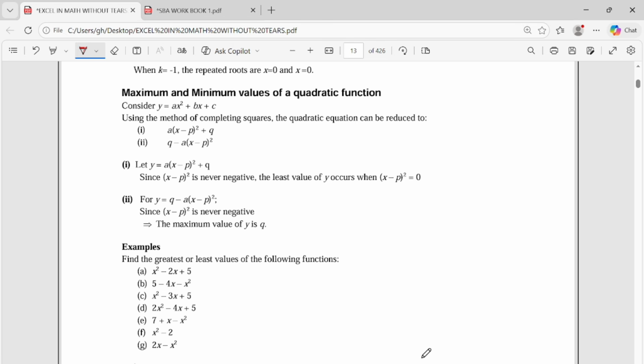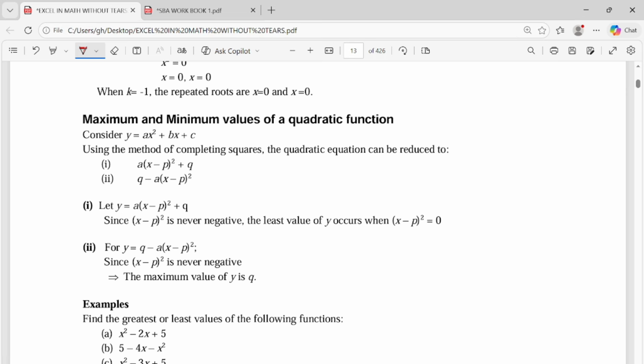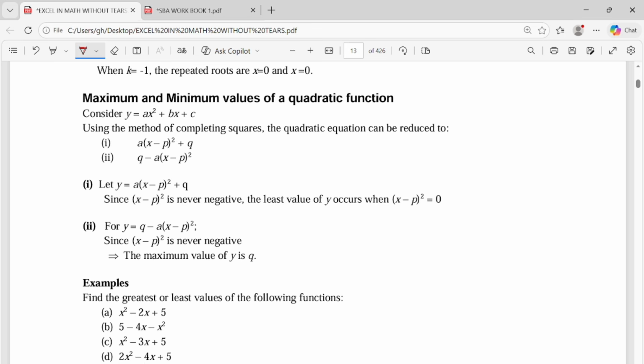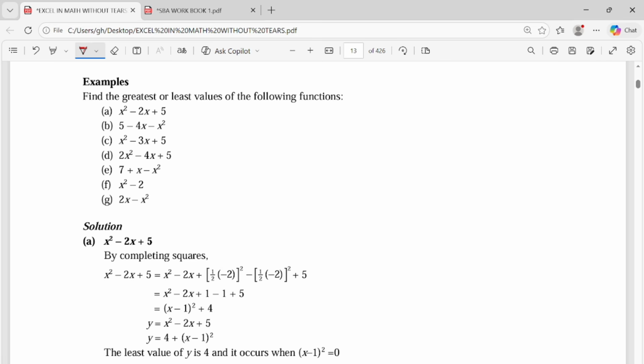For you to be in a position to know the maximum and minimum value of any quadratic equation, you must be well versed with the completing square method. If you do not know the completing square method, you cannot find the maximum and minimum value of quadratic equations. Let us use completing squares to find them. First, we recall the completing square method.